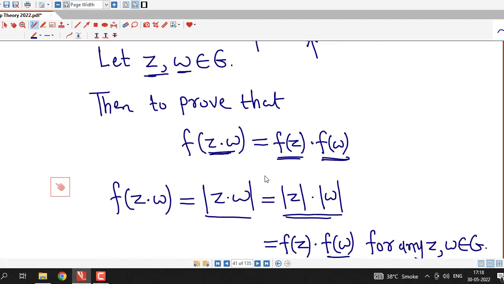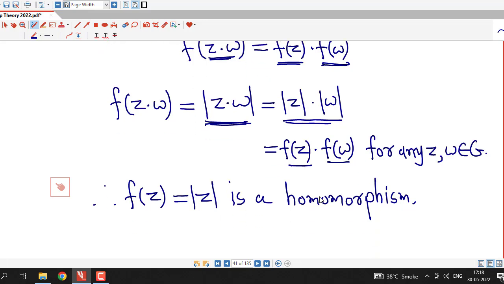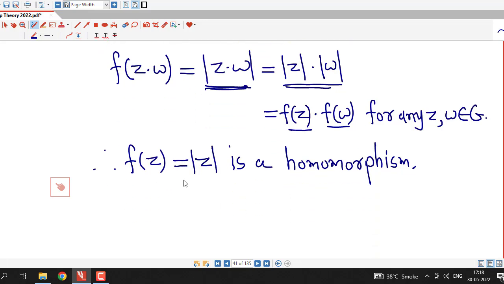And this is very easy to prove because of this property of complex numbers. The absolute value of a product of complex numbers equals the product of their absolute values, and using this property we are able to show that this function is a homomorphism.